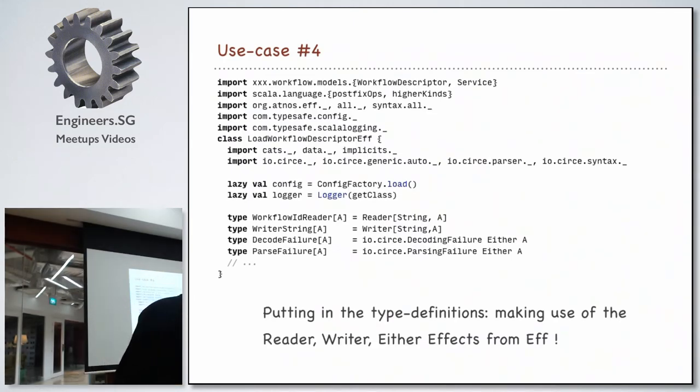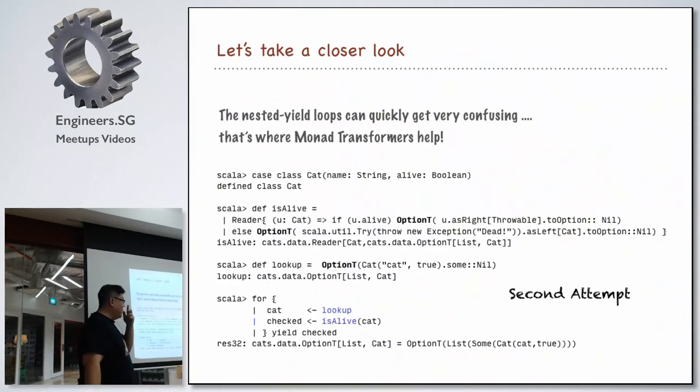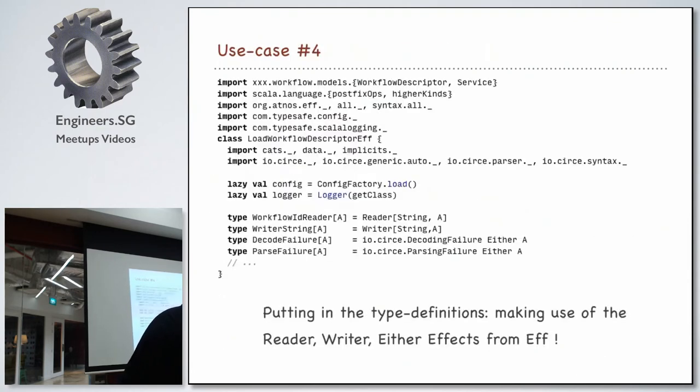Before I go over there, previously all these transformers, what they basically did in the Eff Monad is that they lift out all this common stuff: the either, the option, future, eval, what else? There were a few others. They lift everything out and make it into a library so that you can write code effectively like this. It's called the Eff Monad, okay? So that's why it's called an alternative to the monad transformers.